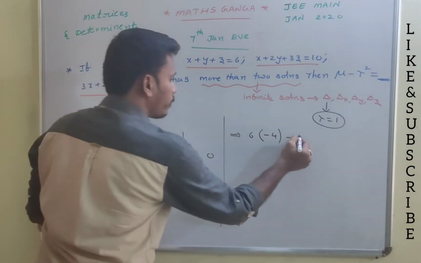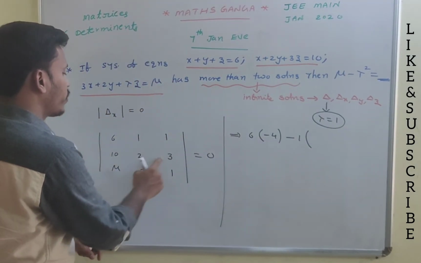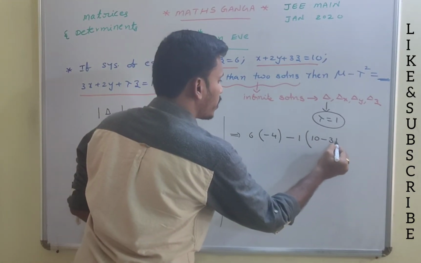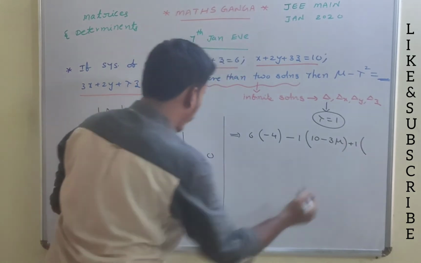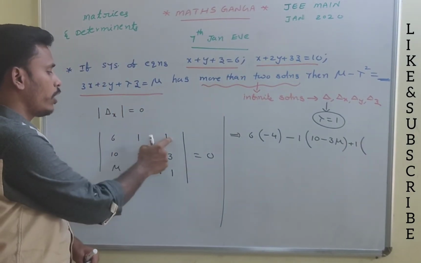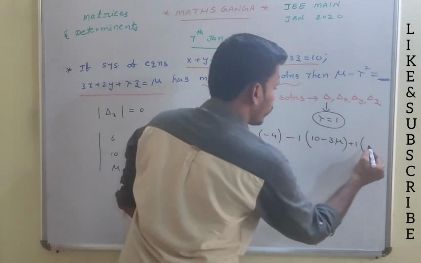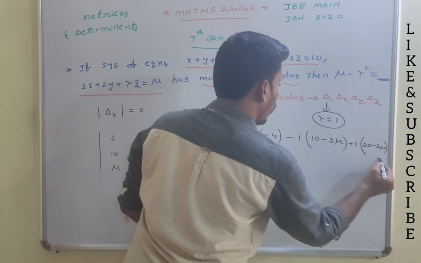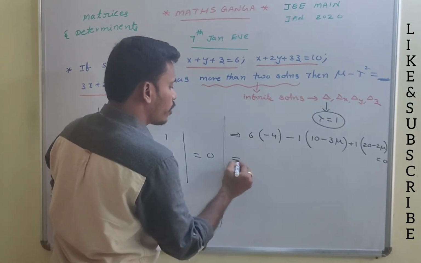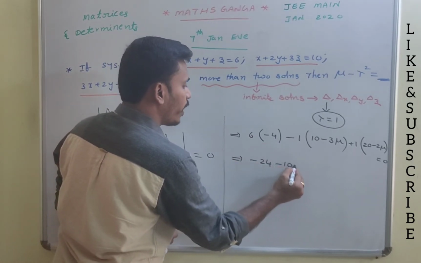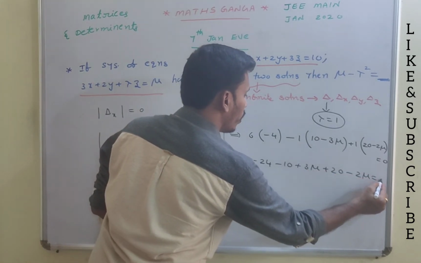And then minus 1 times, I can concentrate on these two right now, 10 minus 3 mu, not lambda, right. And then plus 1 of, I need to concentrate on these four elements now, leaving this row and this column, right? If you concentrate here, 20 minus 2 mu, and this is equal to 0. Is it right? We need to further simplify. 6 times minus 4 is how much? Minus 24, minus 10 plus 3 mu plus 20 minus 2 mu is equal to 0.